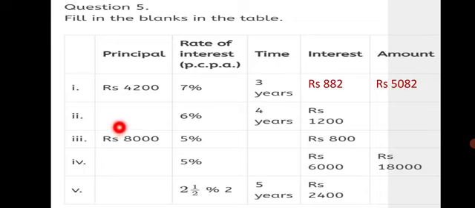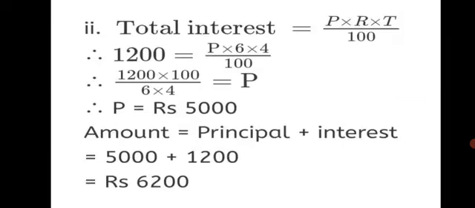Second sub question we have here. Principal is missing, rate of interest, time and interest is given and amount is missing. So now in such a condition we will have to first use which formula? Can we use the formula for interest and find the principal? Yes, P into R into T upon 100, and later on we will find the amount. So let's use the formula.